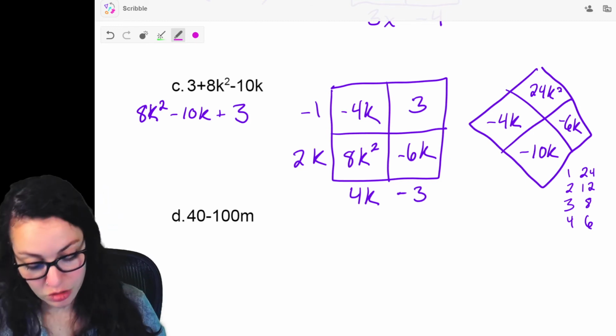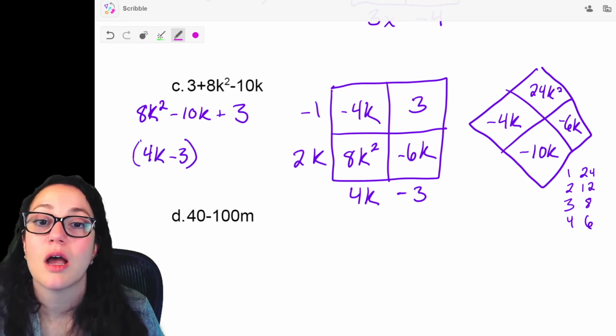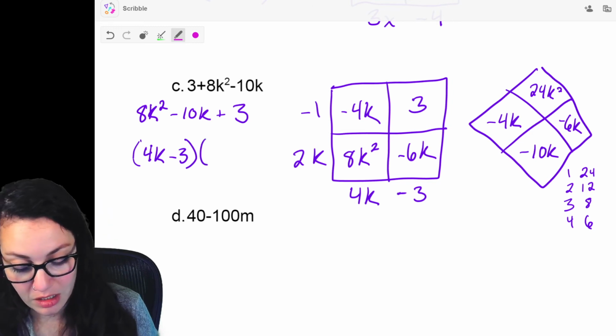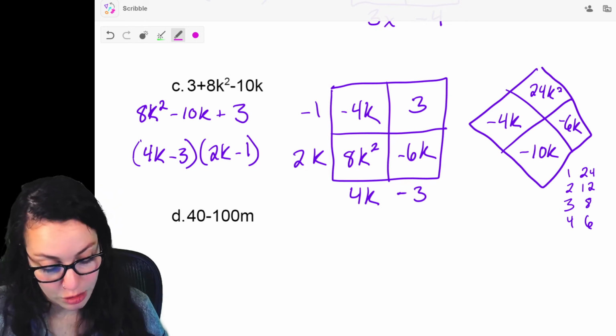I can write my factors now. So my first one I'm going to write as 4k minus 3, and that's being multiplied by the quantity 2k minus 1. And then that's it. That's our expression in factored form.